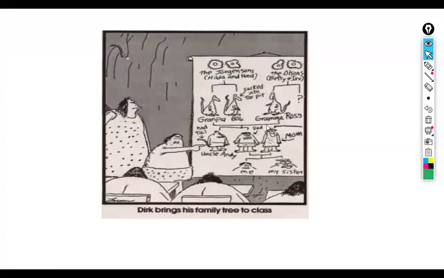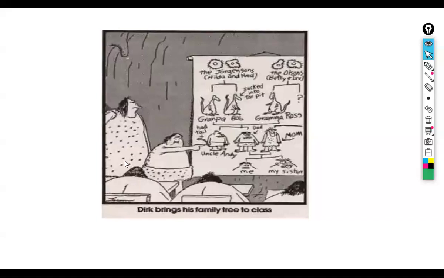All right, so you can see on the screen a little cartoon, and you can make out it's a classroom setting. Dirk brings his family tree to class. Have you all ever drawn a family tree? Maybe in primary school, you had to draw a family tree, or maybe even Form 1 or Form 2. Good. So we need to be familiar with what a family tree is and how to interpret it. But when we're done with types of family, we'll probably look at that.